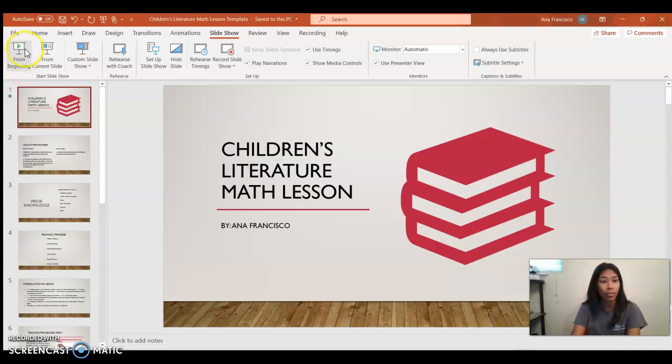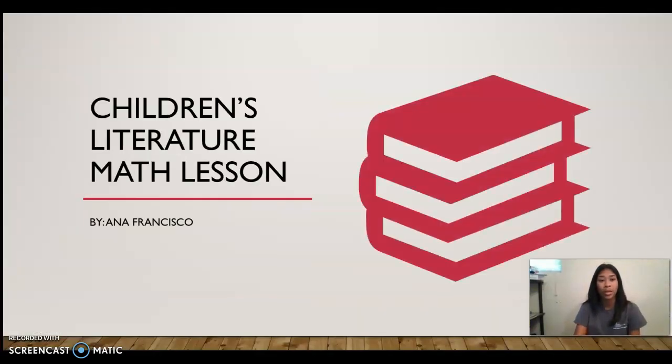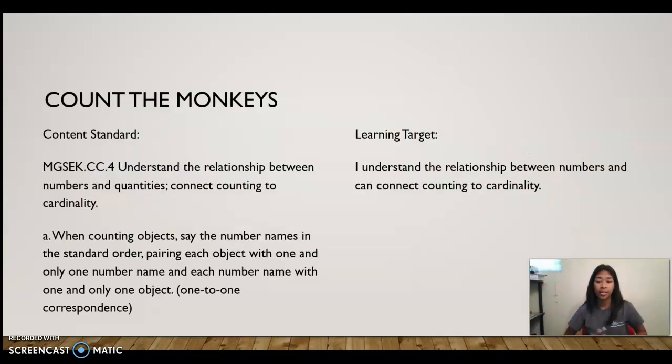Okay, so from the beginning. Our lesson is going to be called Count the Monkeys, because the story is actually called Count the Monkeys.